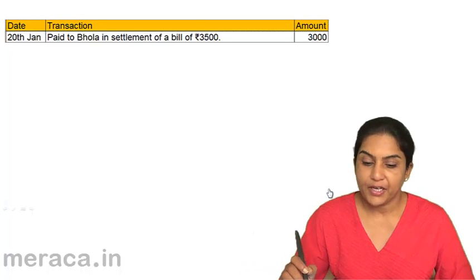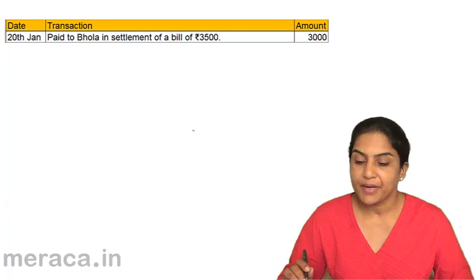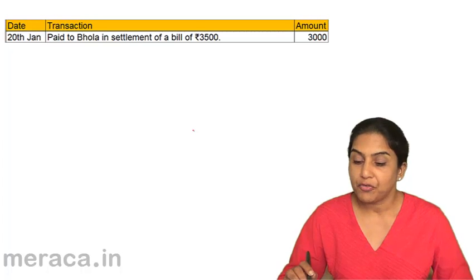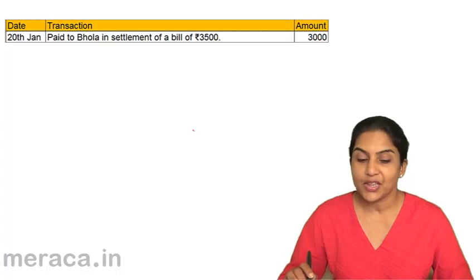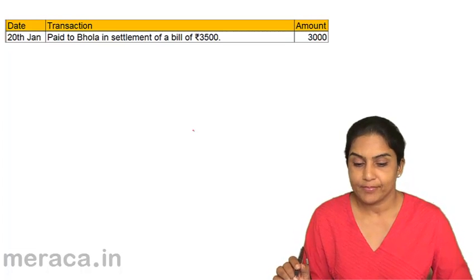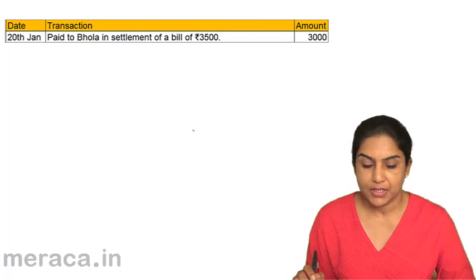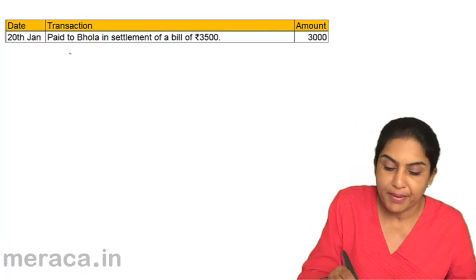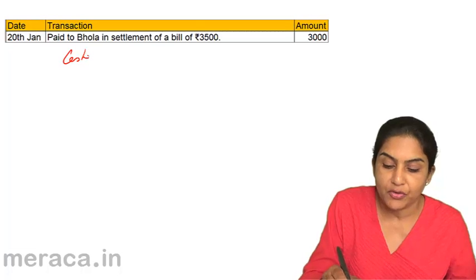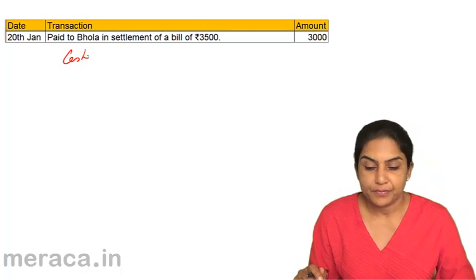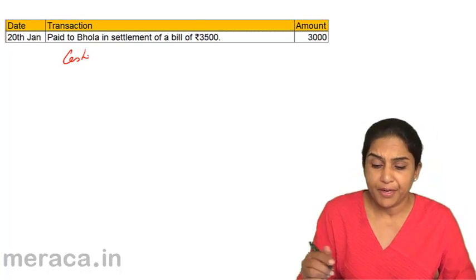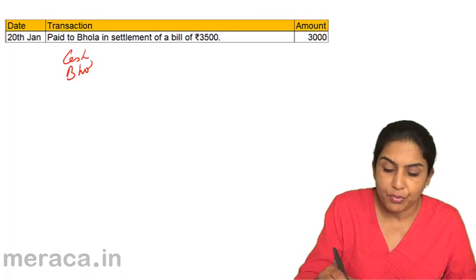Next, paid to Bhola in settlement of a bill of rupees 3,500. Amount paid is 3,000. What are the accounts involved here? First, we have made payment. So payment, assuming it has been made in cash, one account involved is definitely cash. Whom did we make a payment to? We made a payment to Bhola.